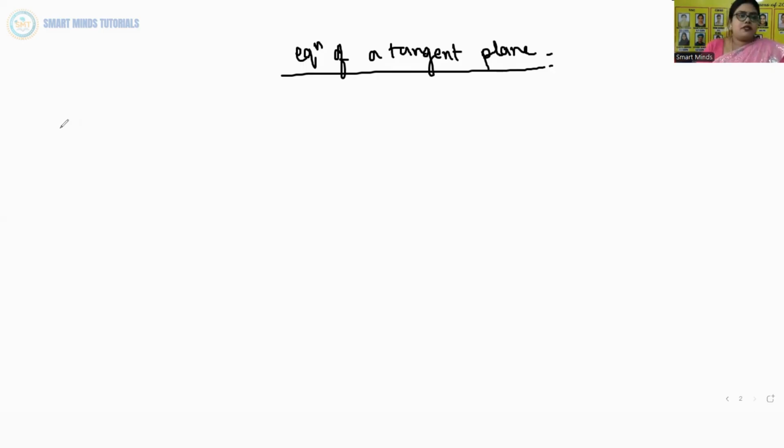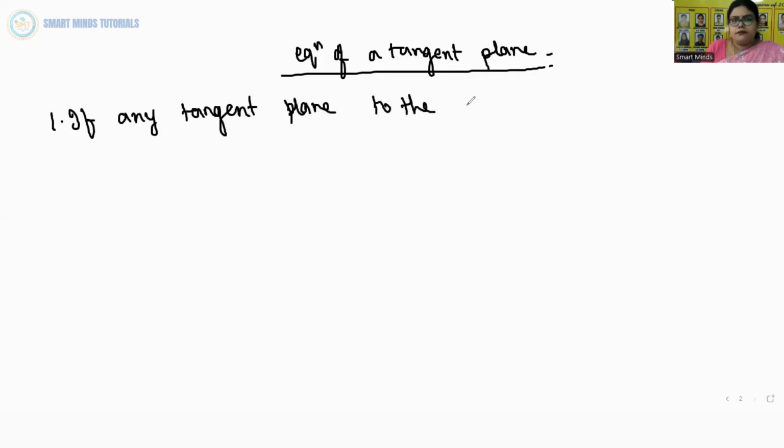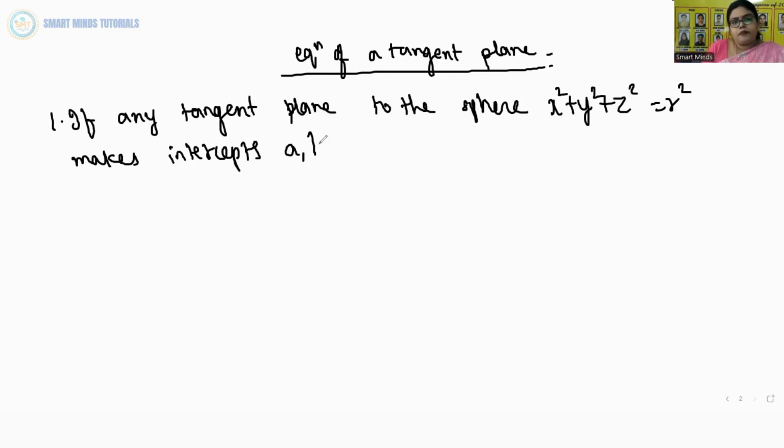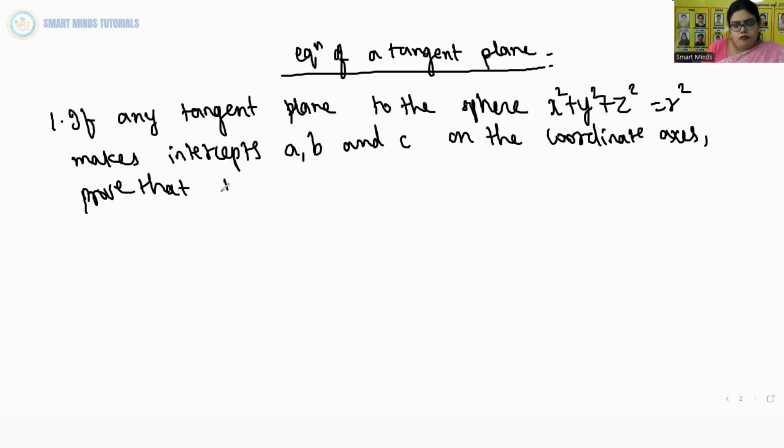Okay. So in this, the first important question is: if any tangent plane to the sphere x square plus y square plus z square is equal to r square makes intercepts A, B and C on the coordinate axis, then prove that 1 by A square plus 1 by B square plus 1 by C square equals 1 by R square. This is the most important question.